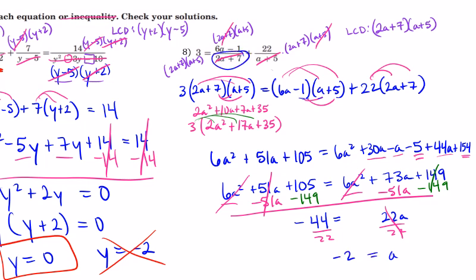All right, now we just want to check that. So if I plug in negative 2 here, 2 times negative 2 is negative 4, plus 7 is not 0, right? It doesn't really matter what it is as long as it's not 0. And negative 2 plus 5 is 3, so that's not 0. And so we're in good shape.